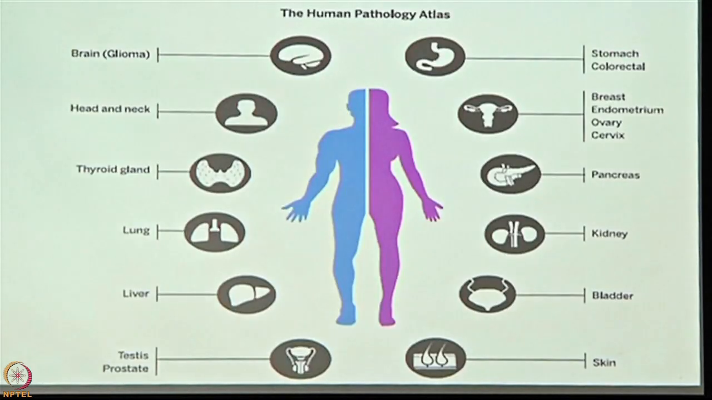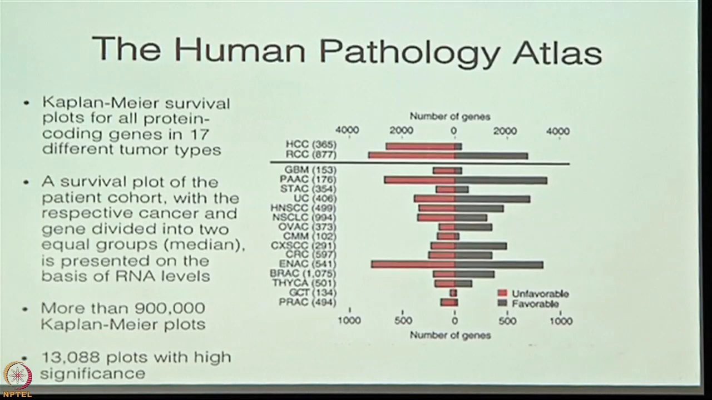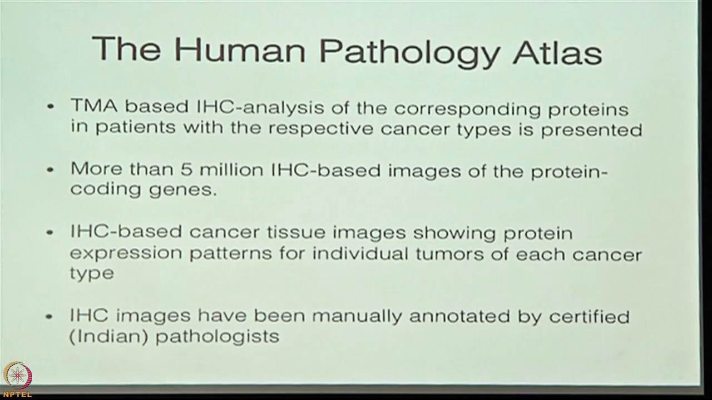Okay, so if you go to the Protein Atlas, there's a new section, it's well, 6 months old now, called the Human Pathology Atlas, which will give you access to all the Kaplan-Meier plots. You want to see anything, the significant plots, the insignificant plots, all the data is up there. You'll also get the survival of the patients if you wish to check that. More than 5 million IHC images for cancer can be seen there, most of it annotated by us here in India.